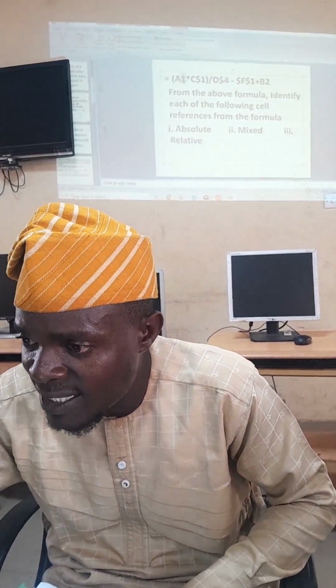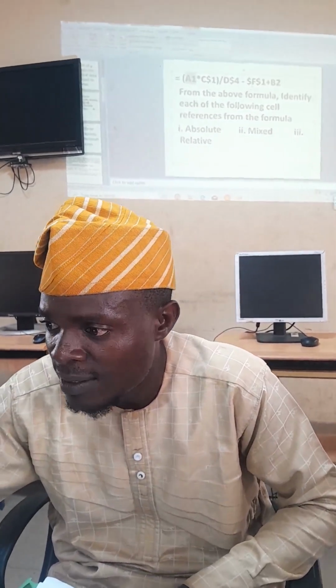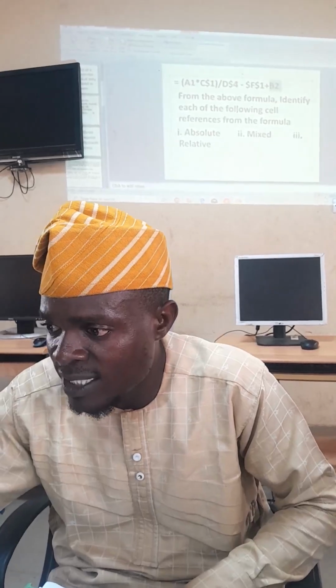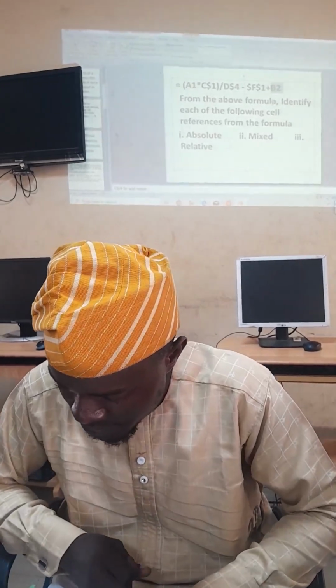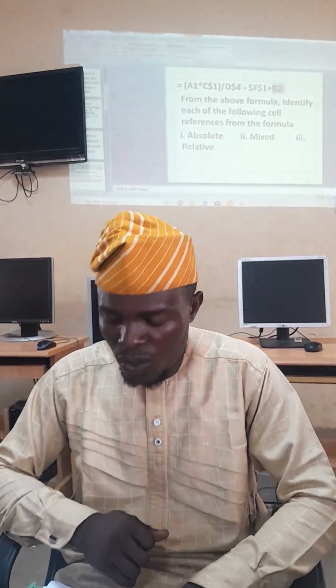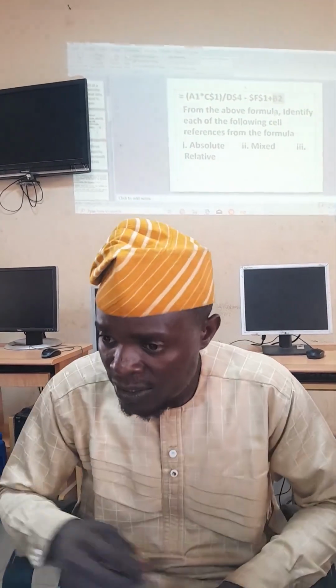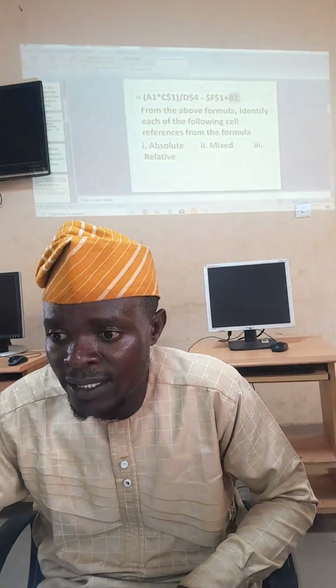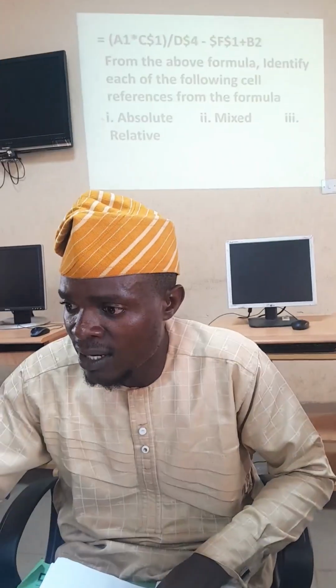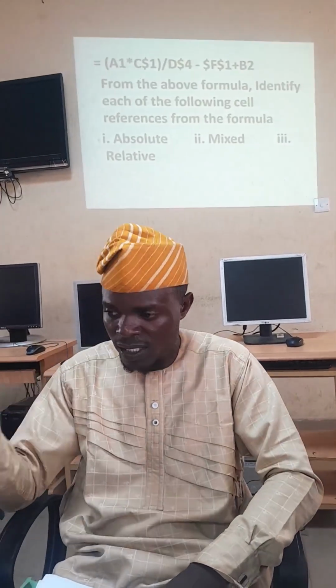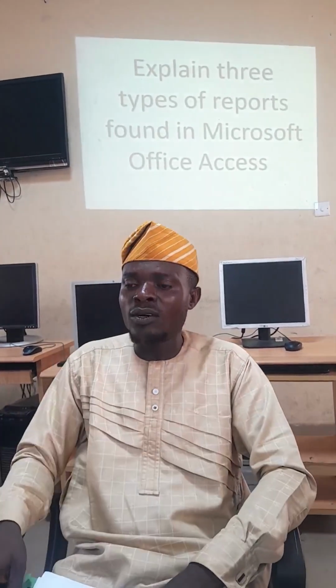For relative reference, we have this. A1 is a relative reference on its own. B2 is a relative reference. So we can read about absolute referencing, mixed referencing, and relative referencing at our own convenience. So I don't want to belabor us about that. Next, let's look at this question.